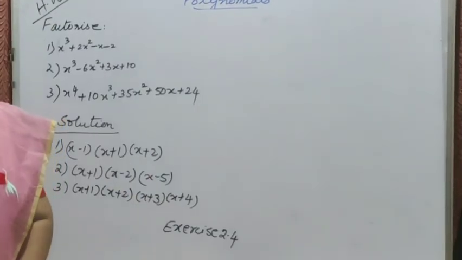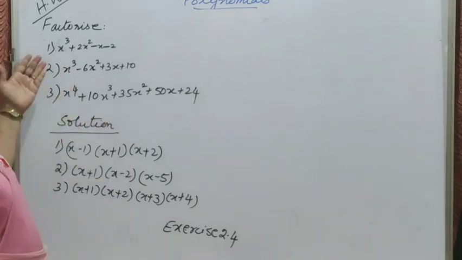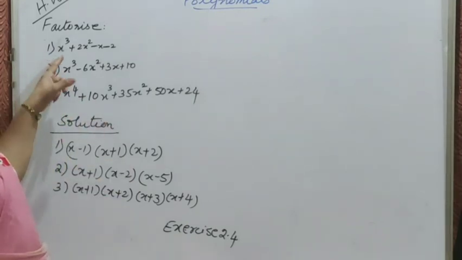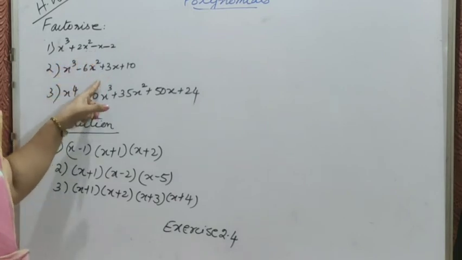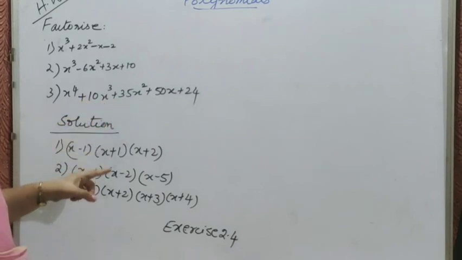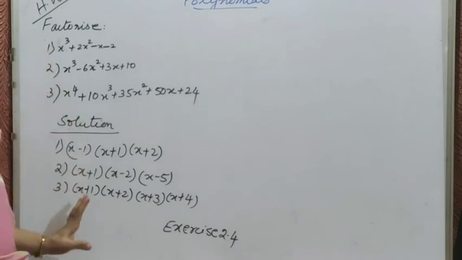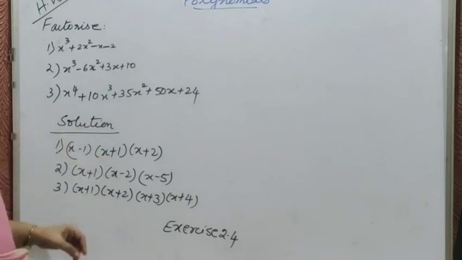Now all the questions related to exercise 2.4 we have completed. So these are the practice questions for you: x cube plus 2x square minus x minus 2, x cube minus 6x square plus 3x plus 10, x raised to 4 plus 10x cube plus 35x square plus 50x plus 24. The answers I have given here. So factorize these questions. 2 are cubic polynomials and 1 is of fourth degree, that is a biquadratic polynomial.